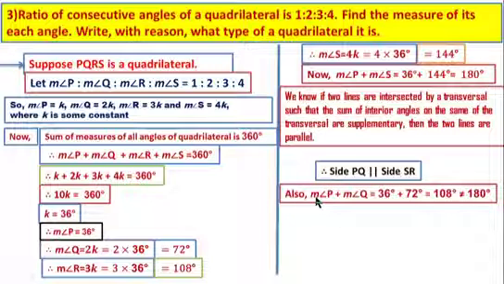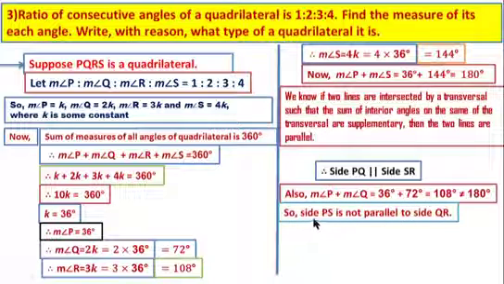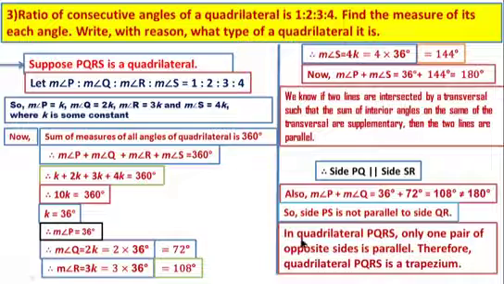Also, measure of angle P plus measure of angle Q is equal to 36 degree plus 72 degree is equal to 108 degree, which is not equal to 180 degree. So, side PS is not parallel to side QR. In quadrilateral PQRS, only one pair of opposite sides is parallel. Therefore, quadrilateral PQRS is a trapezium.